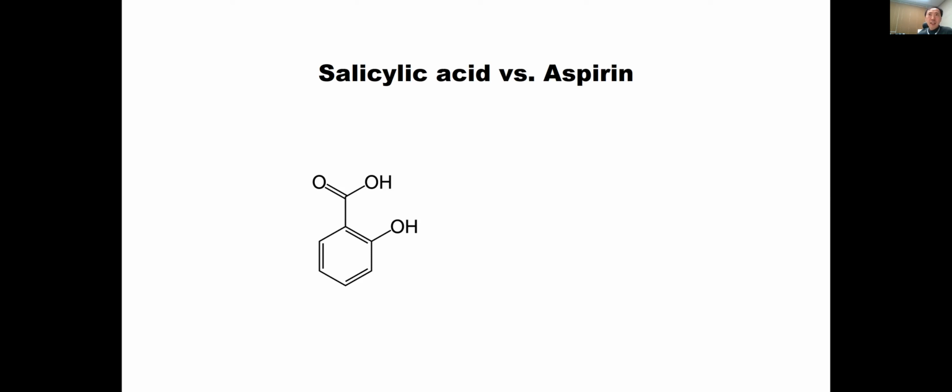This is salicylic acid. This compound is too hydrophilic. If you take this, then it just passes through. To help the absorption, we add this kind of motif. Two ways. One way is acetylation on this side. The other way is blocking this or removing this.